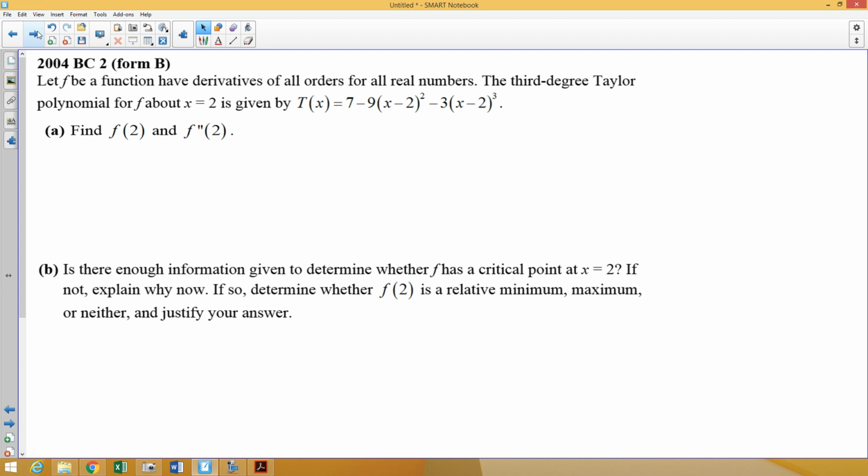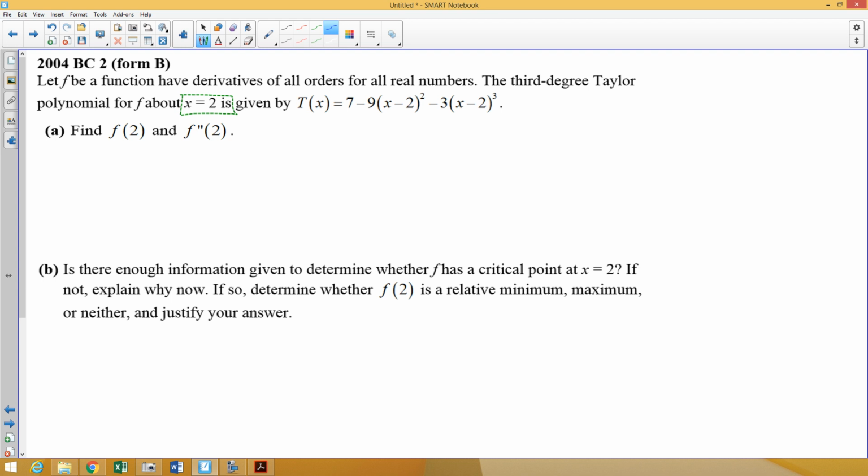You are given a third degree Taylor polynomial for an unknown function f. The center of the Taylor series is 2. You always want to make note of things like that. It's about x equals 2. And here is a Taylor series. The first two questions are fairly straightforward. Find f of 2 and f double prime of 2.